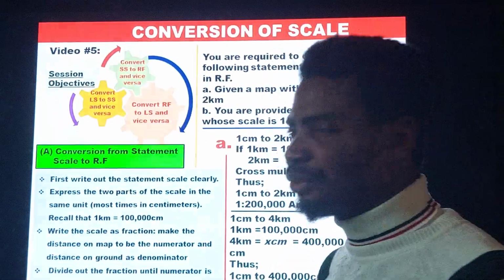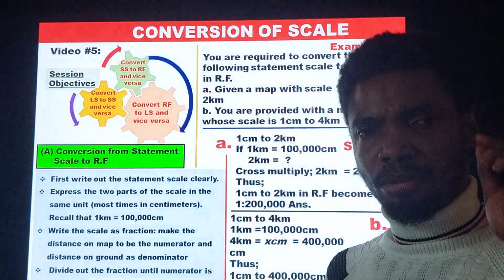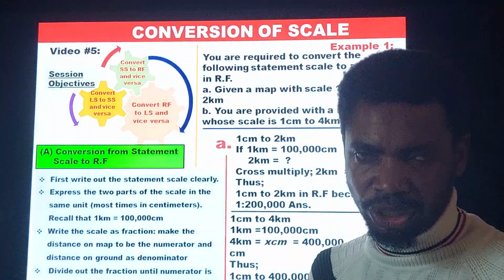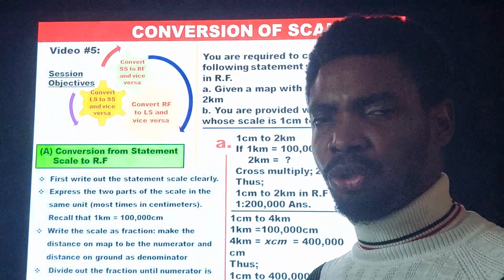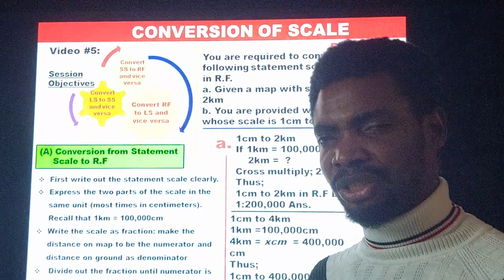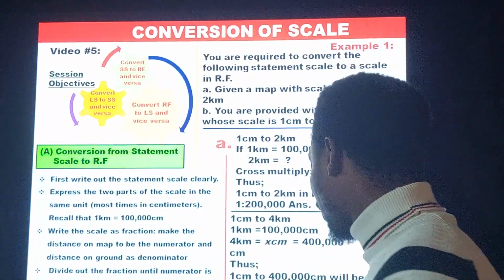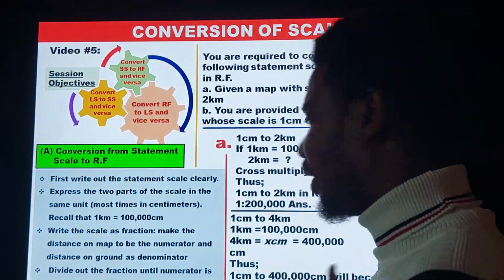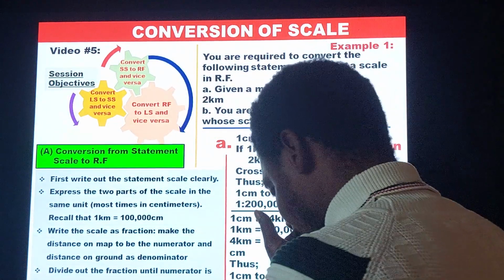So in representative fraction, the new scale will be 1:400,000. And that's what you see here as your final answer. All right.